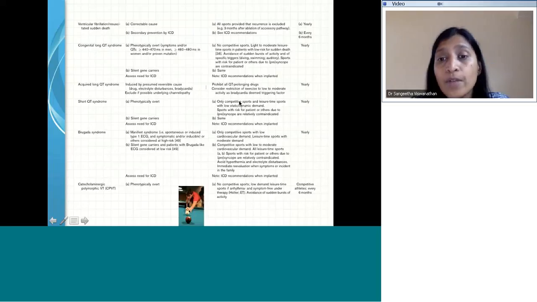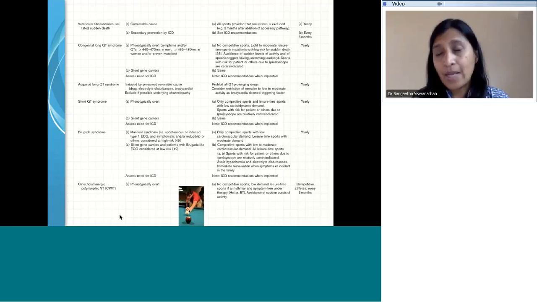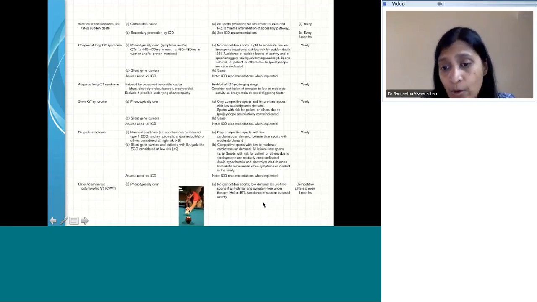For long QT also, I failed to mention, there are certain trigger factors like diving and swimming in certain types of long QT that can bring on the tachyarrhythmia, so that should be avoided. Once again, catecholaminergic VT is a very exercise-specific arrhythmia, and competitive sport should be avoided at all costs.